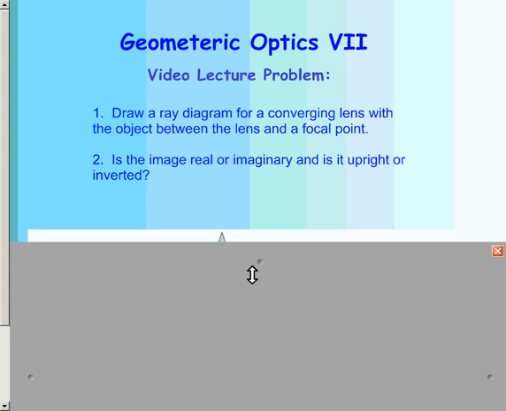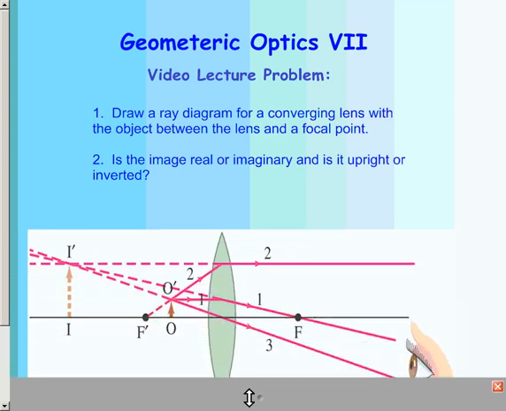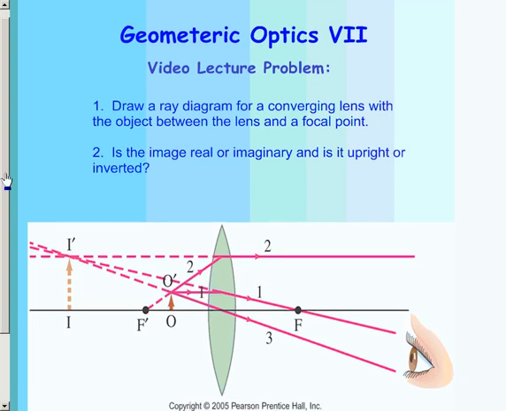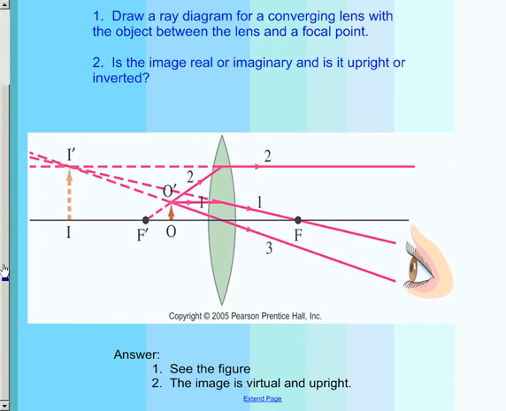All right, here's the answer. There is your ray drawing. Okay, and the answer to the second part is the image is virtual and the image is upright. Okay, hopefully that worked well.